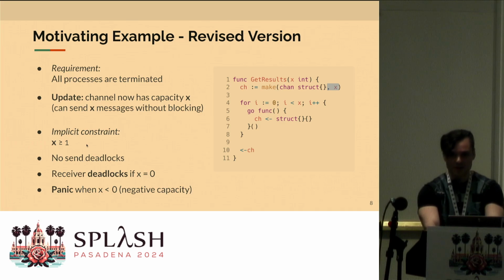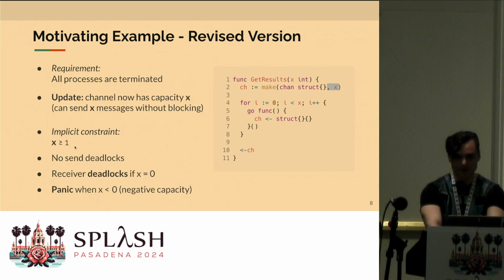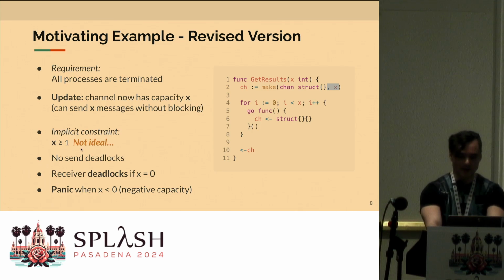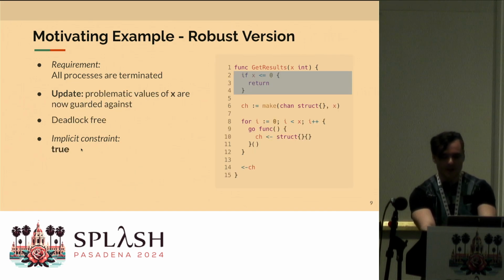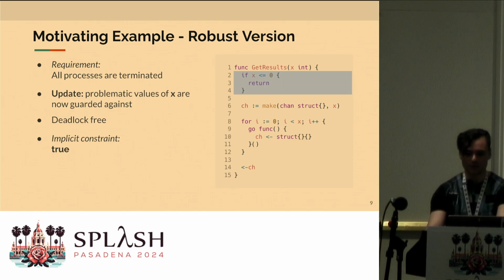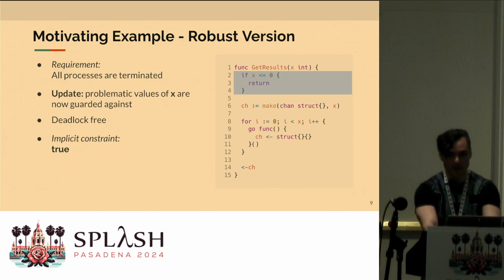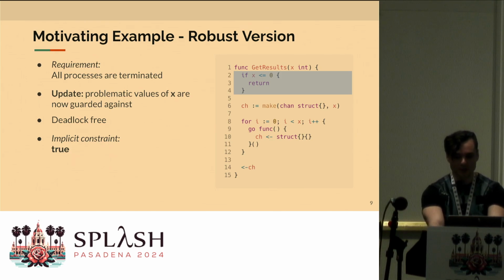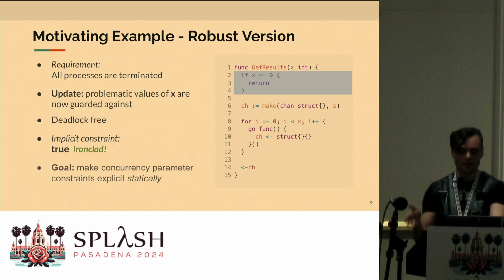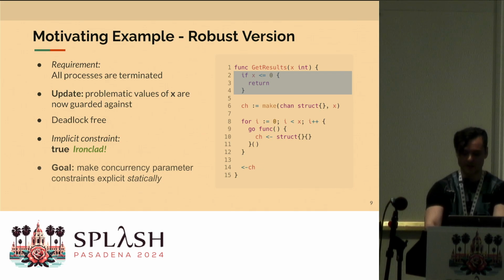So there is still an implicit constraint at play here, much more relaxed than the one before, and it is that x is greater than or equal to 1, which is unfortunately still not ideal. So if the developers really wanted to make this program foolproof, they should have also guarded against problematic values of x. And by doing this, the implicit constraint is as relaxed as possible. And this is the goal of our work, which is to try to infer these constraints over concurrency parameters and make them explicit statically.